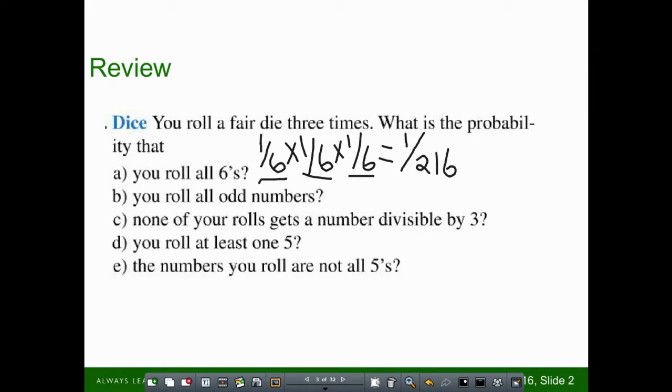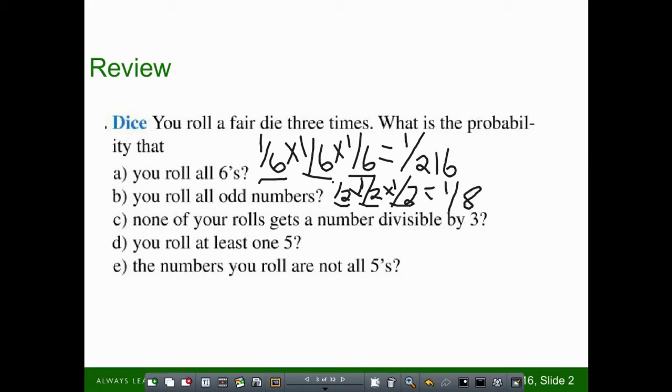For B, it says what's the probability you roll all odd numbers? This is going to be very similar. Again, we have 3 rolls. What's the probability of rolling an odd number? Odd numbers are 1, 3, and 5. So that's 3 of the 6 options, which gives us the probability of 3 over 6, which reduces to 1 over 2. So each one of those is going to be 1 over 2. And again, we're going to multiply all those together, and we'll get 1 over 8.